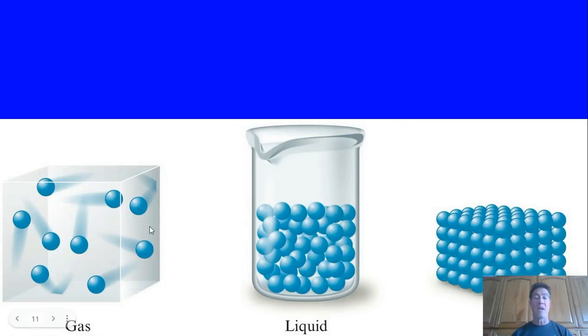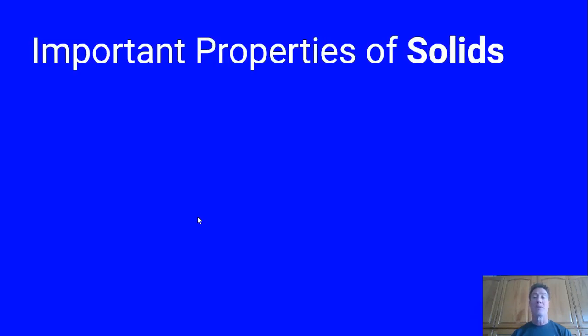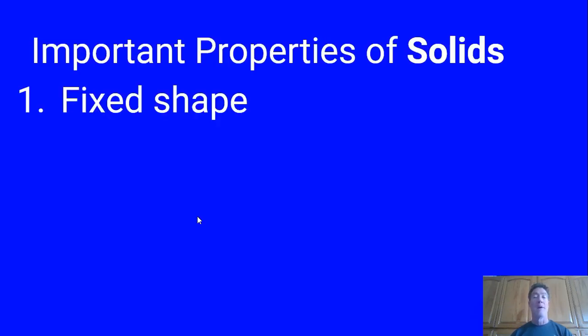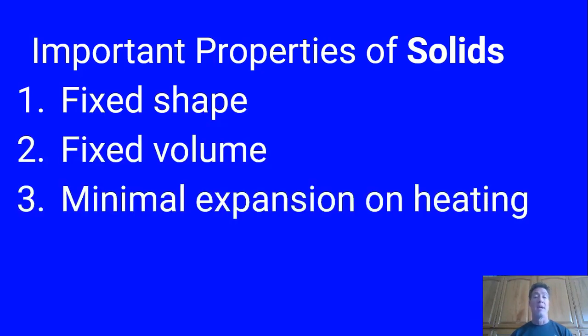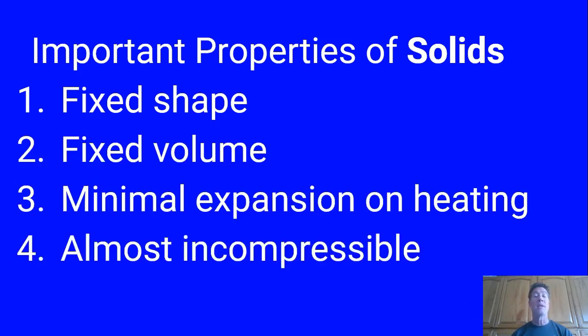Again, if you're a jumping guy, what do you want to land on? Well, let's look at the important properties of solids. A solid has a fixed shape. So whatever shape it is, it retains that shape. It has a fixed volume. It has minimal expansion when you heat it. It's almost incompressible. So for the purposes of our jumping man, landing on an incompressible surface is going to be bad. It's going to be bad for his body, bad for his bones.